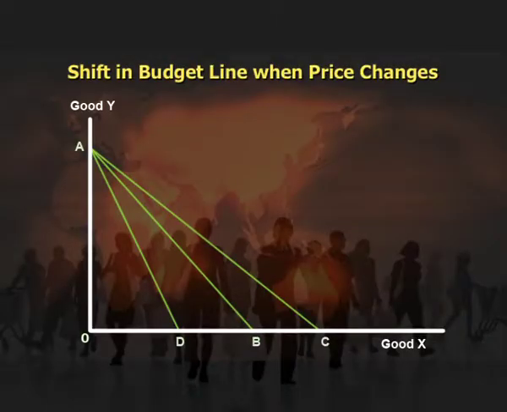In this diagram, the initial price line was AB. If the price of X falls from ₹10 to ₹5, he can buy 20 units of X, which is shown by the price line AC. And similarly, if the price increases from ₹10 to ₹20, he can buy 5 units of X and the price line will shift leftwards to AD.